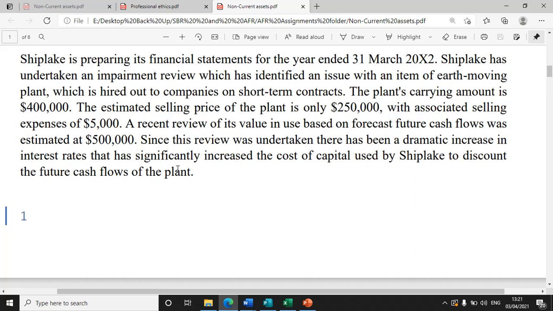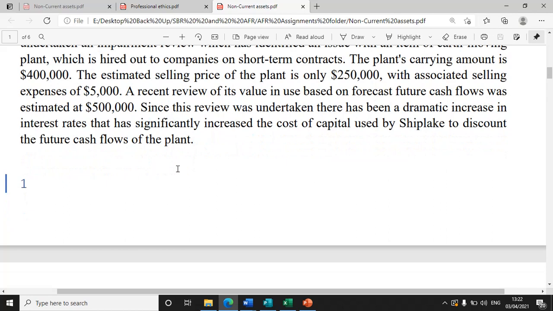A recent review of his value in use, based on forecast future cash flows, was estimated at $500,000. Now I want you to notice that $500,000 is bigger than the carrying amount of $400,000. Since this review was undertaken, there has been a dramatic increase in interest rates that has rather significantly increased the cost of capital used by Shiplake to discount the future cash flows of the plant. All right. So, what, if any, will be the impairment of this particular question?